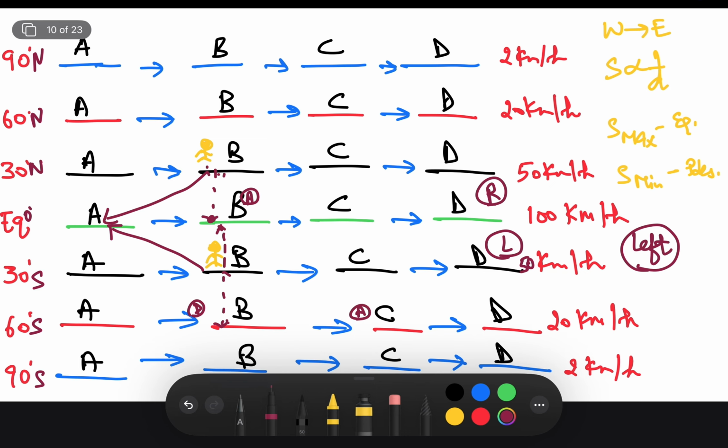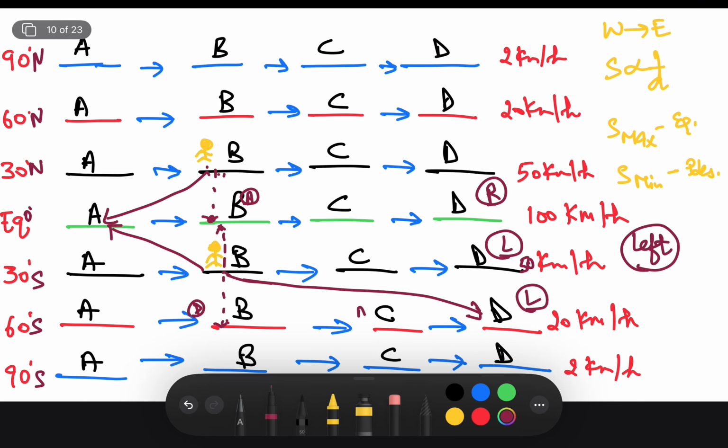A will be here, B will be here and C will be here. So he will reach upon the D point. This is the direction. So from this person's perspective, in which direction is the deflection? Left side.